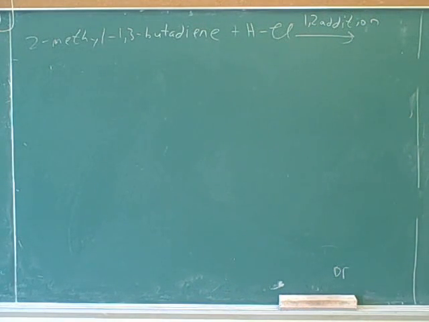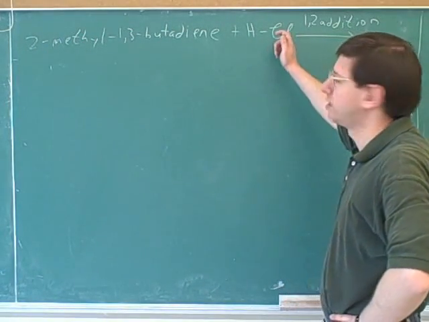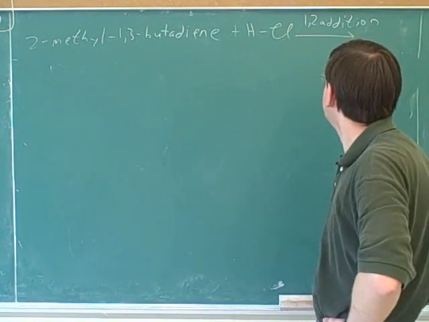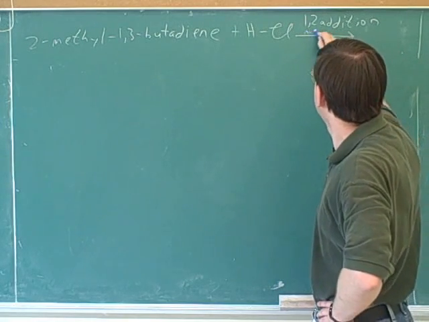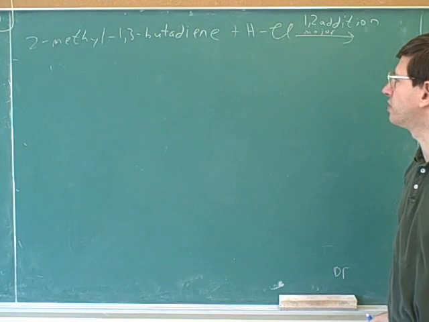Try question 8 here if you were assigned. 28. So here they told us that we're reacting 2-methyl-1,3-butadiene with hydrochloric acid, and they want the major 1-2 addition product. They want the major product from 1-2 addition.